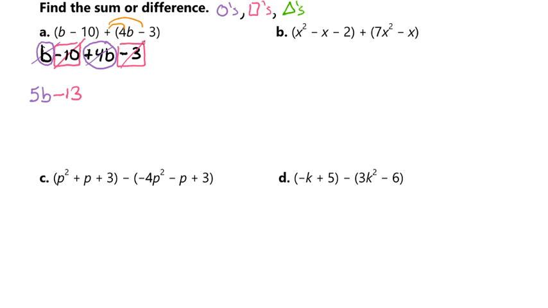And now I want to make sure I've written it in standard form, meaning it's decreasing from degrees. So here, this b has a degree of 1, an imaginary 1 there, and the 13 is a constant, so it doesn't have a variable, so it would be last, which means this is written in standard form, and so we're done.